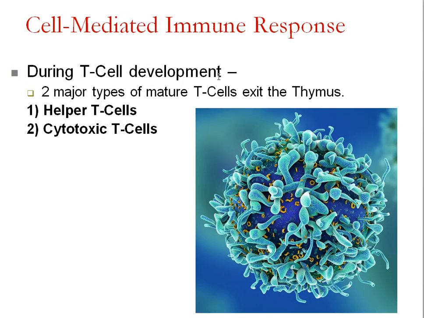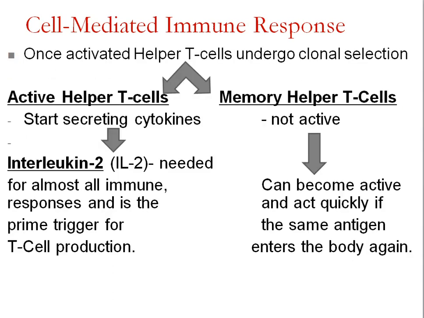So during T cell development, we can get two major types of cells that exit the thymus. So we get helper T cells and we get cytotoxic T cells. So if we look at our helper T cells first, once activated, our helper T cells are going to undergo that clonal selection, and then they have a choice. They can become an active helper T cell, which is going to be our effector cell here doing something, or it can become a memory helper T cell, which is not active, but it's going to remember for later on.